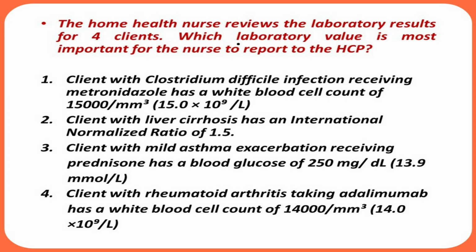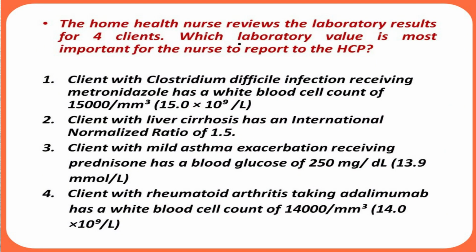Option 1, client with Clostridium difficile infection receiving metronidazole has a white blood cell count of 15,000 per mm³. Option 2, client with liver cirrhosis has an international normalized ratio of 1.5. Option 3, client with mild asthma exacerbation receiving prednisone has a blood glucose of 250 mg per dL. Option 4, client with rheumatoid arthritis taking adalimumab has a white blood cell count of 14,000 per mm³.